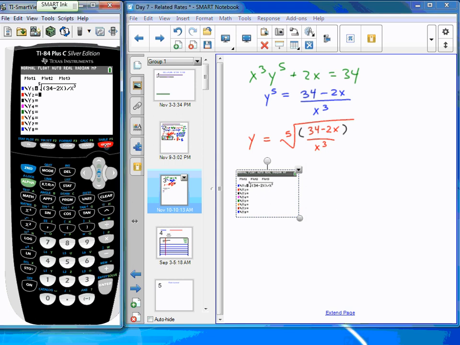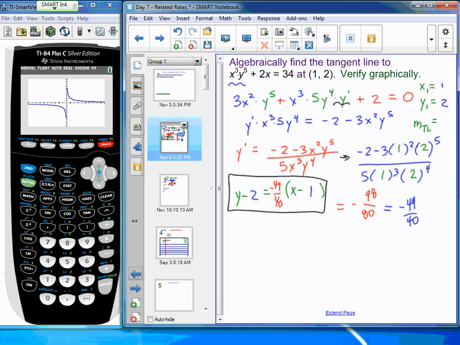And so I've zoomed 6 to get a standard viewing window, and it looks to me like I've got almost like a hyperbola looking function. And that's kind of suspect.